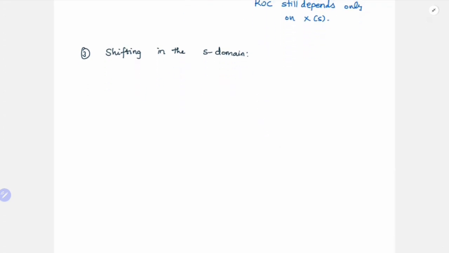So from the duality property in the Fourier transform, we actually derived shifting in the S domain. So let us also see what happens here. In the Fourier transform, we had e power j omega naught t x of t, which corresponds to a shift of j omega minus omega naught, right? So here also we'll have e power s naught t x of t, which has the Laplace transform x of s minus s naught.